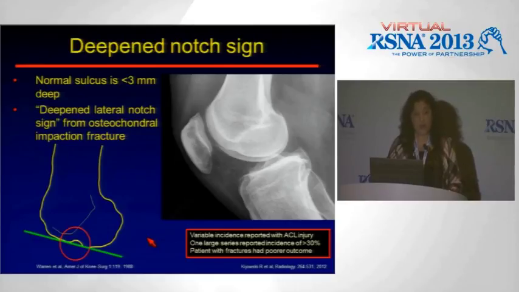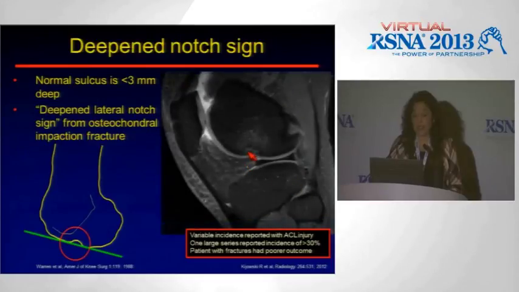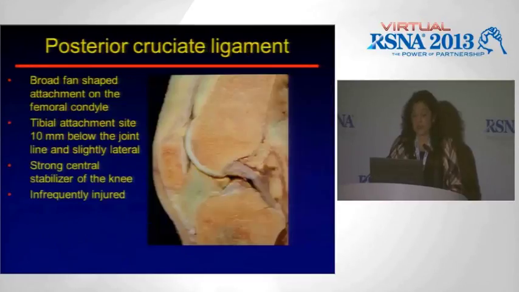But we know now from MR that this is a common abnormality. And in one series, they actually reported an incidence of 30%. I think that's a little bit high, but this series was interesting because it also reported that those patients tended to have a poorer outcome. One of the few plain film indicators that you're going to get that somebody has had an anterior cruciate ligament trauma. Okay, we'll move now to the posterior cruciate ligament.